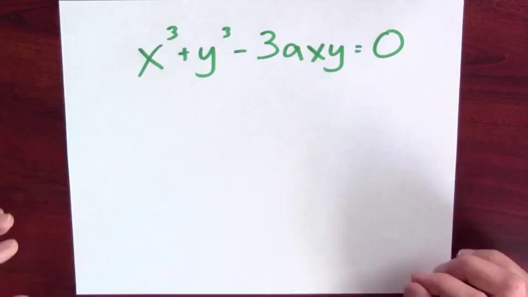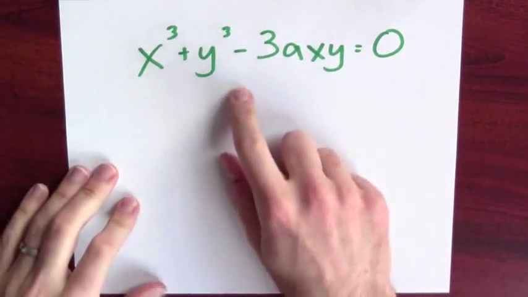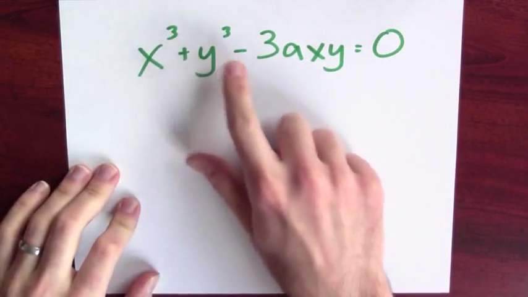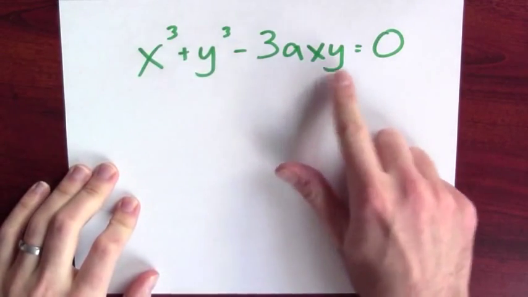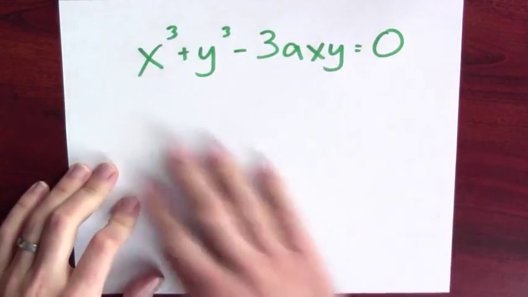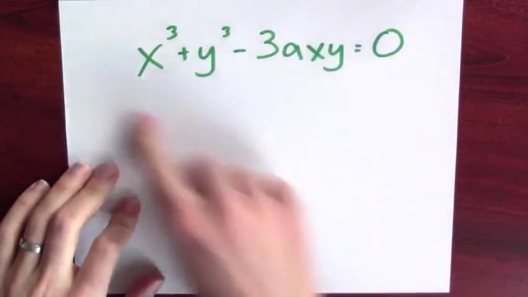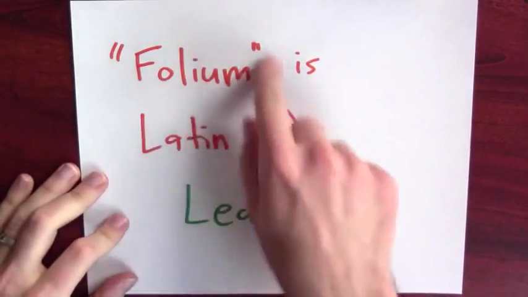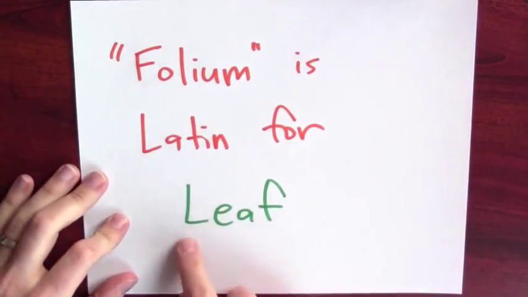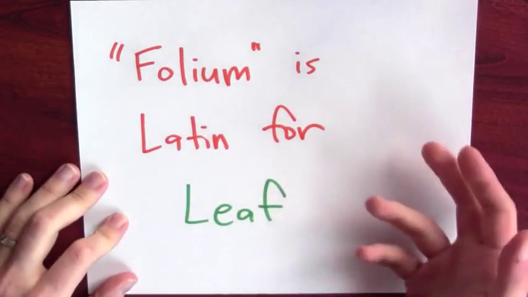The folium of Descartes is an algebraic curve carved out by a certain equation. By which equation? This equation, x cubed plus y cubed minus 3axy equals 0. It's the points in the plane that satisfy this equation. So what's a folium? Well, folium is just a Latin word for leaf. You know, the sorts of things that grow on trees.